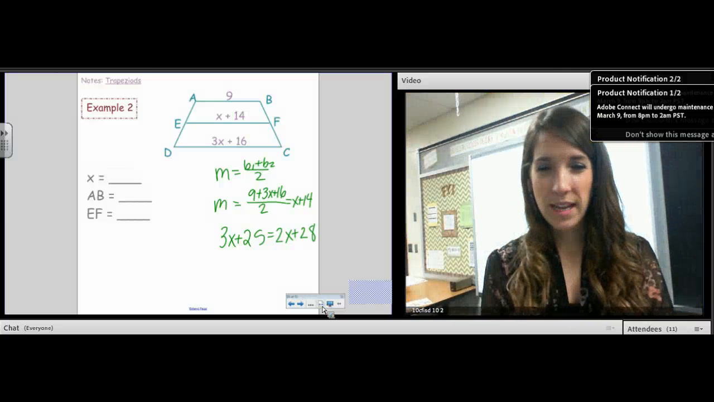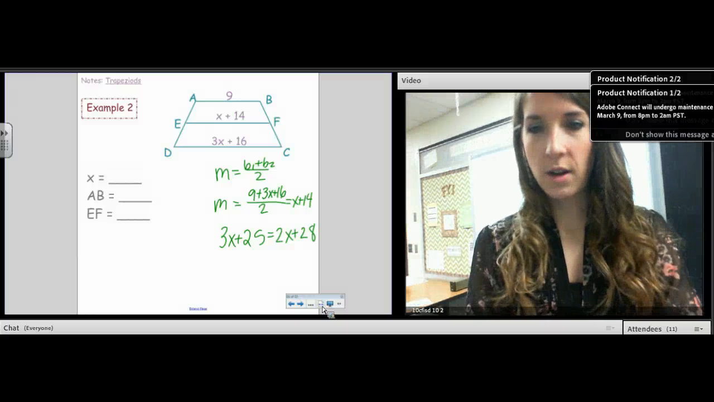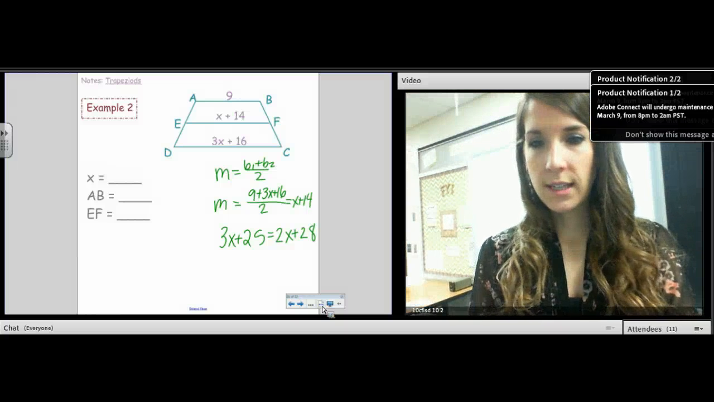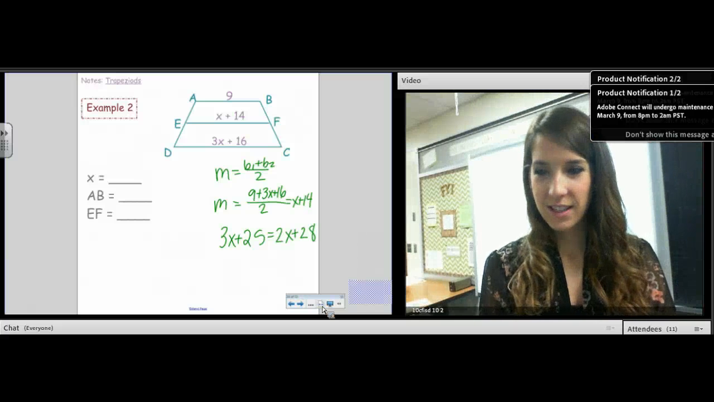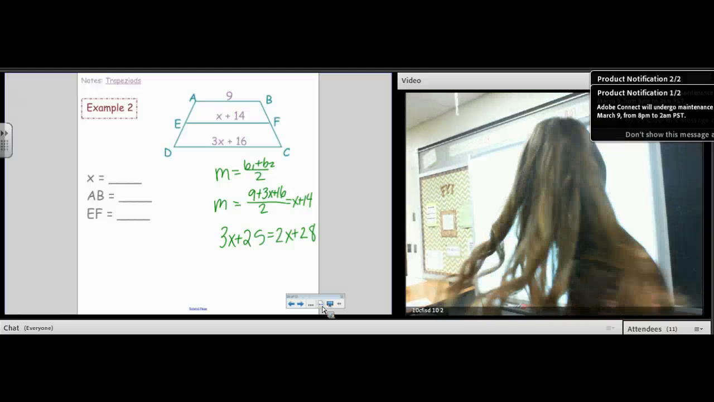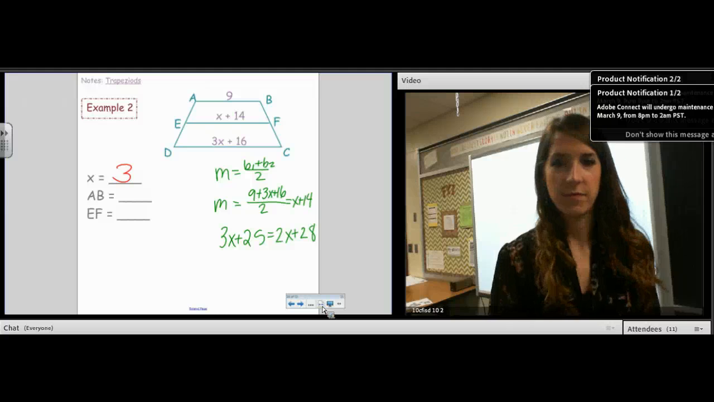I multiplied both sides by 2 to get rid of that 2 in the denominator. So X is 28 minus 25. Yay! It's 3. And then we plug it in.